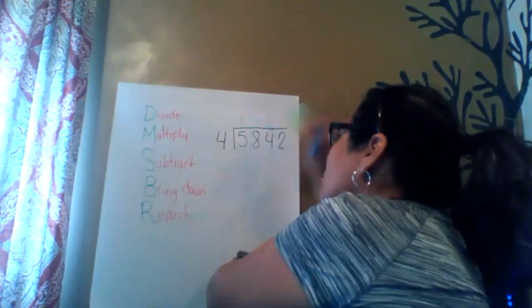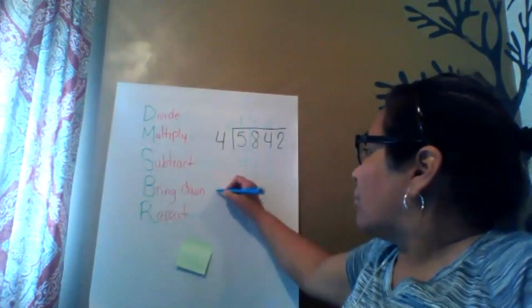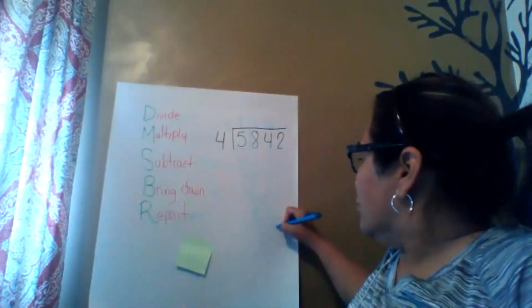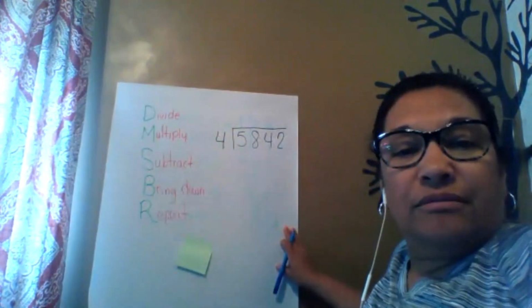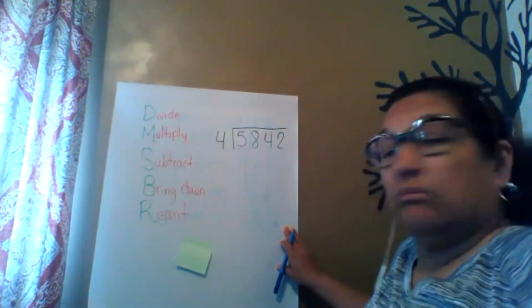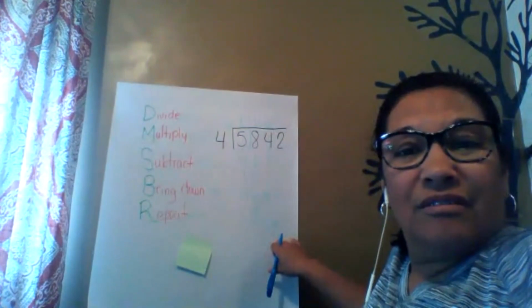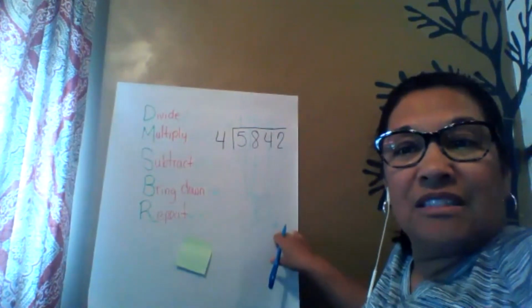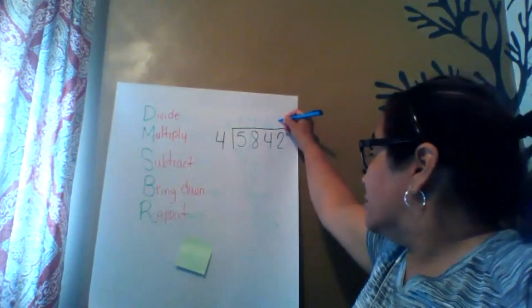And our last one, boys and girls, we have to bring down our 2. Can 4 go into 2? No. So what do we do? Do I just say it's my remainder? Is 2 my remainder? Not right now. Do not wait.